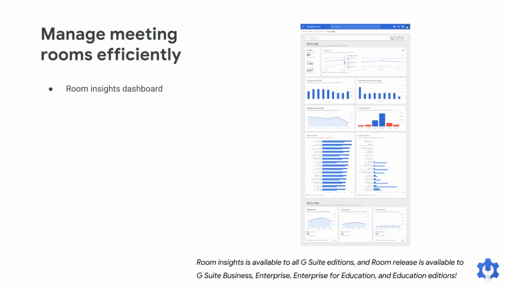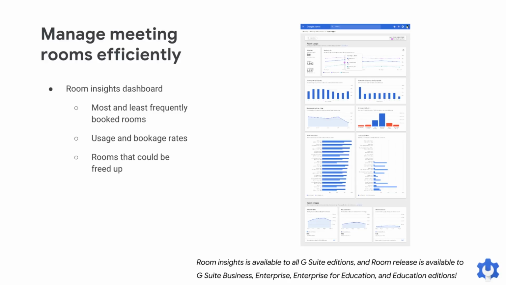We're also adding a new dashboard in the admin console for room insights. Here you can see data such as the most and least frequently booked rooms, the usage and bookage rates of rooms across time zones and various room sizes, how many rooms could be freed up automatically with Calendar's room release feature. For more granularity, you can filter this data by building, floor, room, room capacity, room features, or time period.